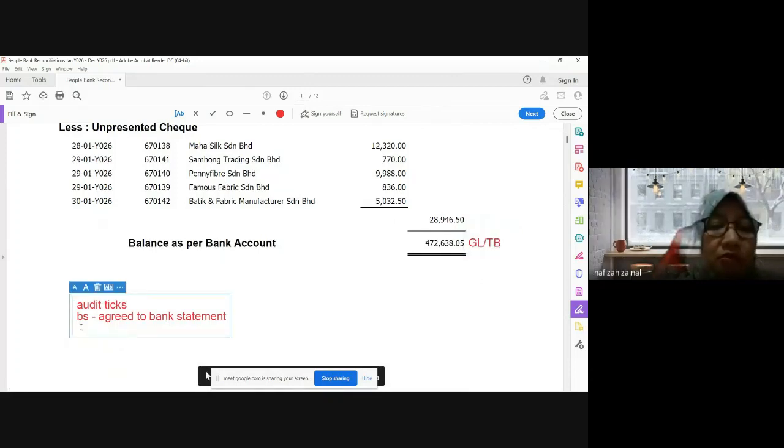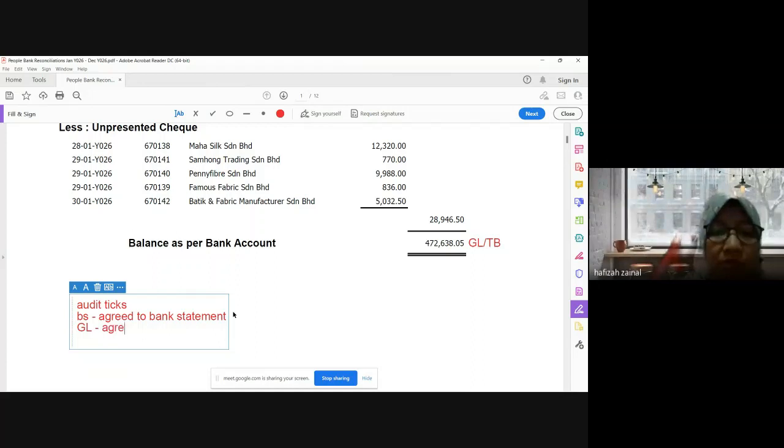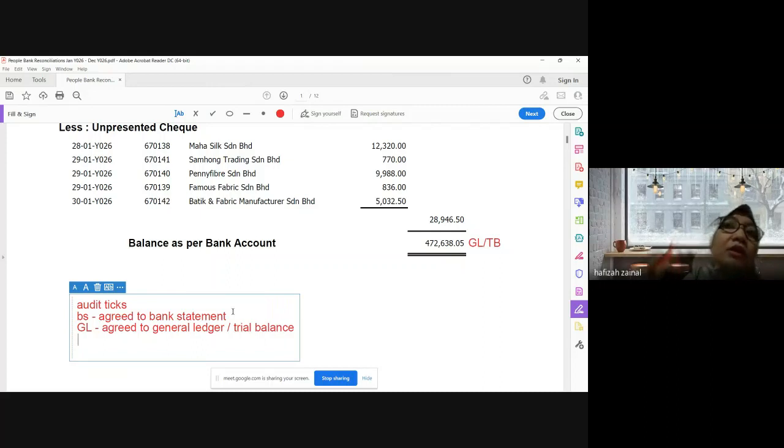So here we add on that. Now we have done the second audit procedure, which is cited to GL. So we have agreed to the general ledger, or you may also want to say to the trial balance. So we know already, completeness, that means the figures are actually taken from the respective record.